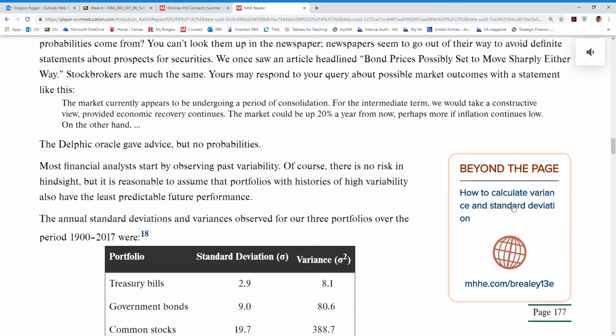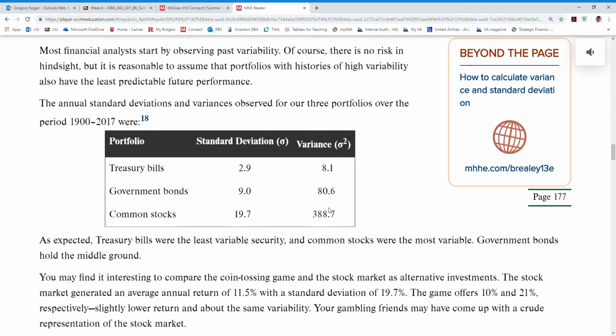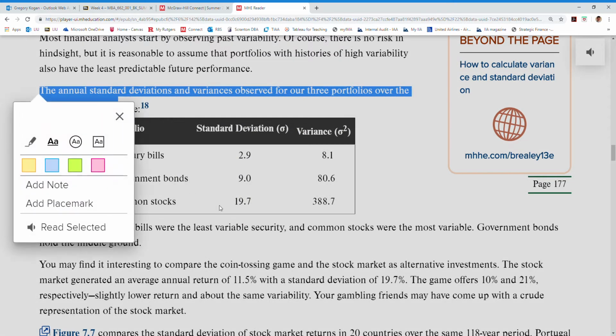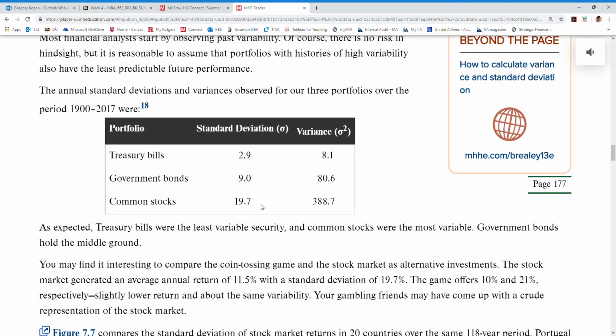But basically, we're looking to measure the variability. Again, the standard deviation for common stocks is 19.7 here. Because this is a bit of a different period than we calculated, it's a little bit more, but very, very similar. And for government bonds, 9%, and treasury bills, 2.9%.